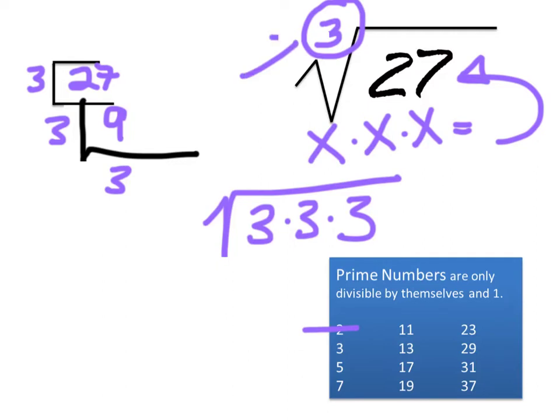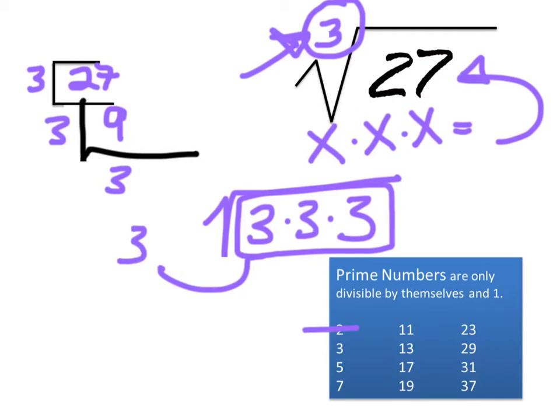Now, because that is a cube root, that means to pull something out from under, you need 3 of them. Well, we have 3 3's, so we can pull out a 3. So the cube root of 27 is 3, or 3 times 3 times 3 equals 27.